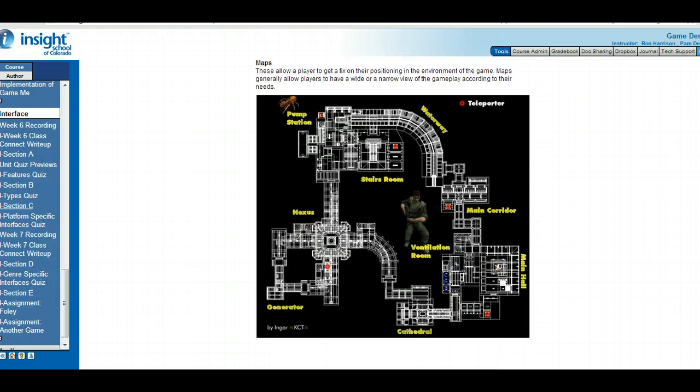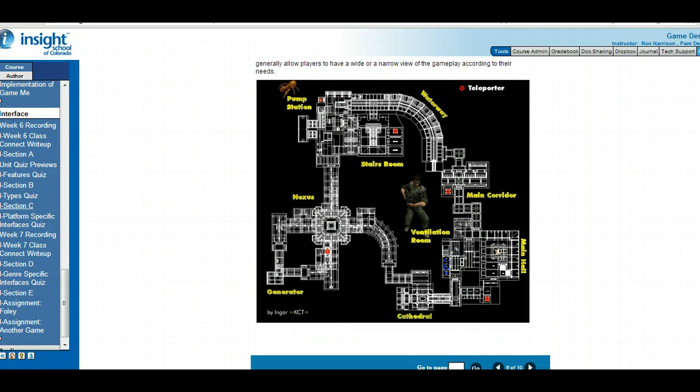Maps. Some games might have a map in the top right-hand corner, and then you can watch the map as you actually play the game. In some games, you might have to toggle to go see the map, or hit the letter M to pull up the map, and hit the letter M to close the map. So, those are different parts of the interface.